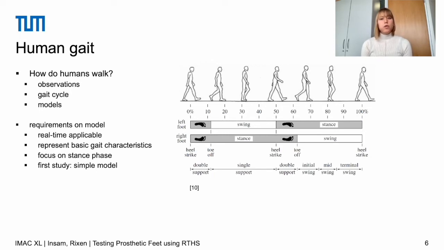Then we want to put the focus on the stance phase. So this is the phase where the gait pattern of amputees significantly alters from the gait pattern of able-bodied people because of shorter stance times on a prosthetic leg and so on. And in this first study, we want to have a model that is as simple as possible.